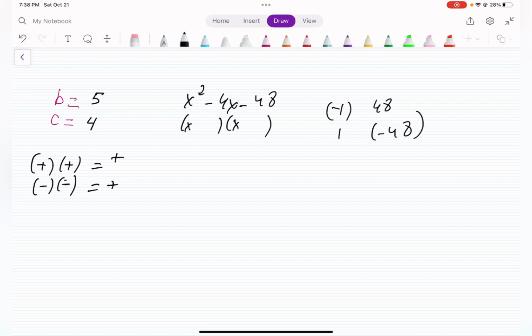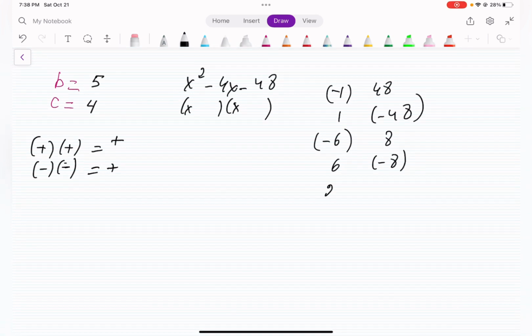So negative 6, positive 8, positive 6, negative 8. It's going to be, what, 24 and negative 2. It's going to be negative 24 and positive 2. What else? We have 12 and 4. Positive 12, negative 4. Negative 12, positive 4. And I still don't see the answer among those. That means we haven't put everything else.